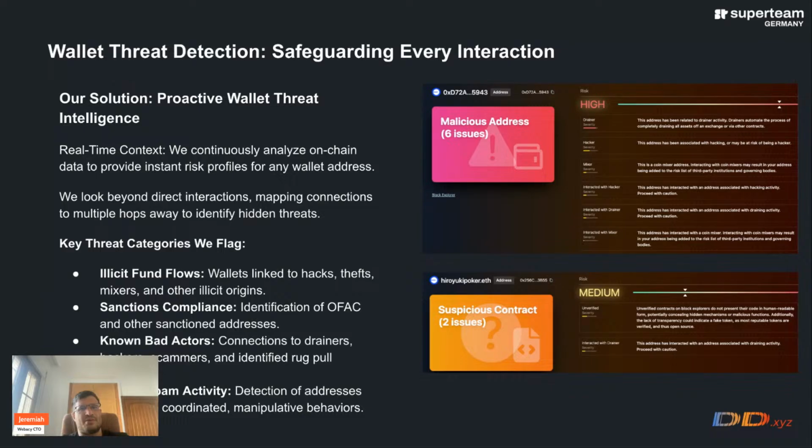Yeah. So we analyze on-chain data to provide instant risk profiles for these wallet addresses. And again, illicit fund flows, wallets linked to hacks, thefts, sanctions compliance, OFAC and other sanctions. We're taking in global sanctioned addresses as well, so not just from OFAC. Connections to drainers, phishing, rug pulls, and different kinds of scams. And also Sybil and spam activity, so addresses involved in coordinated manipulative behavior as well.